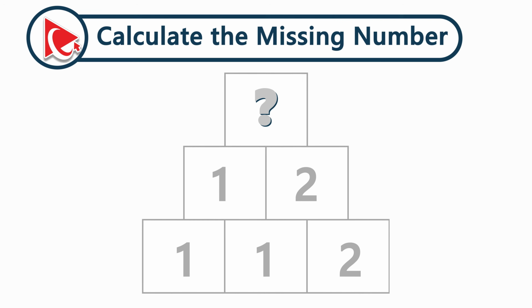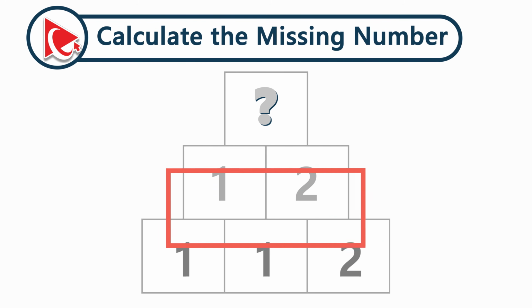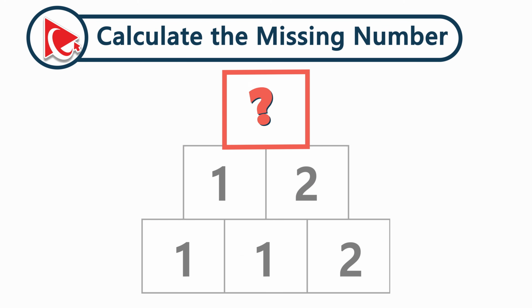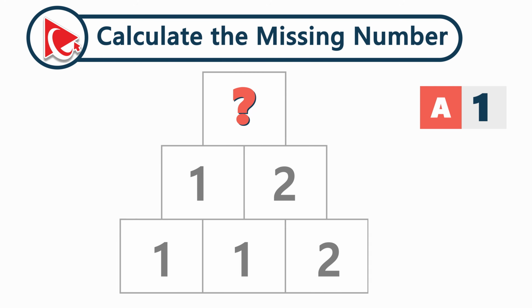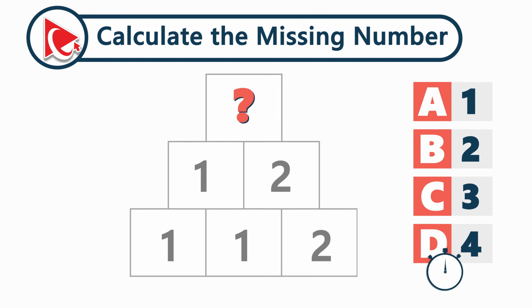Consider the following pyramid. The bottom row of the pyramid has numbers 1, 1, and 2. Middle row has numbers 1 and 2. And the top number in the pyramid is missing. You need to calculate the missing number and select your answer out of 4 possible choices: A 1, B 2, C 3, or D 4. Can you try to solve it on your own and choose the right answer?